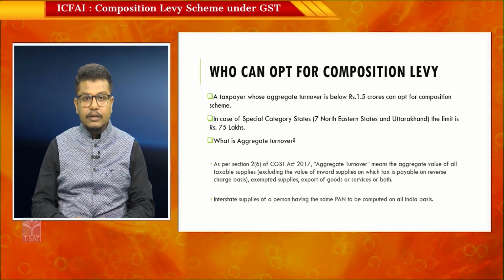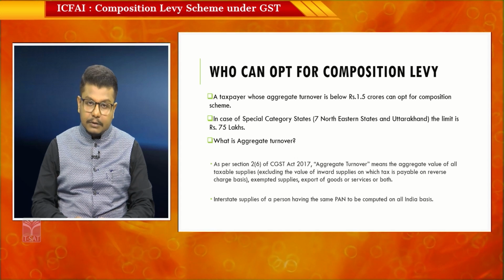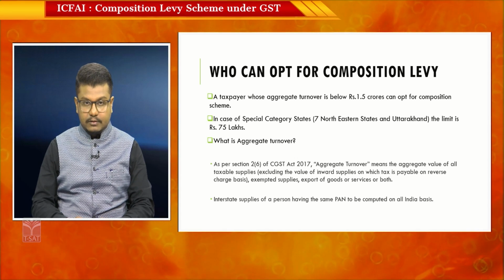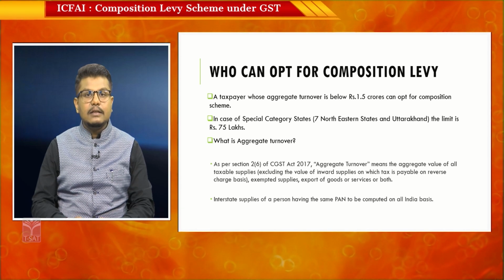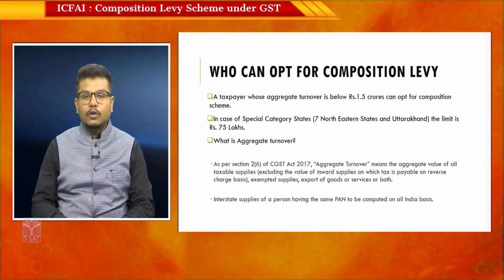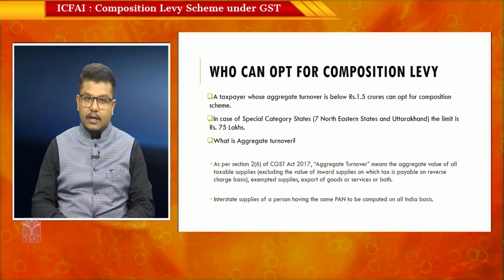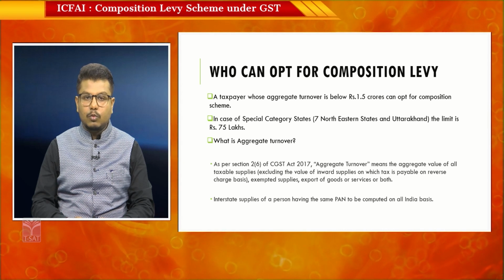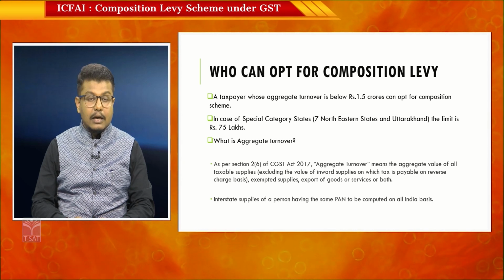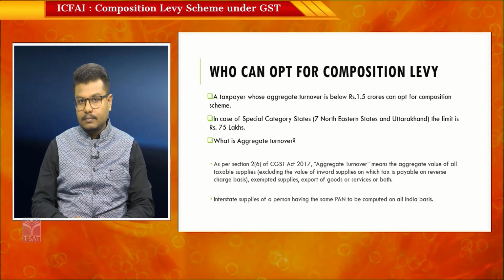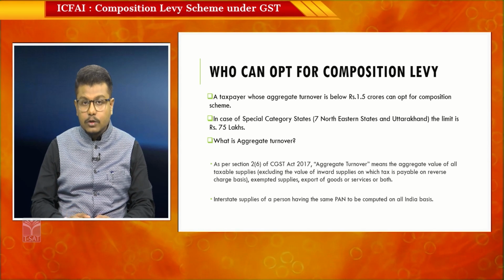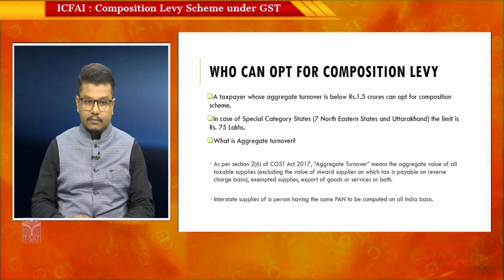If the aggregate turnover of the person concerned, the taxable person, is below such limit, in that case, the person can opt for composition levy scheme under section 10 of the CGST Act 2017. Now the question comes, what is this concept of aggregate turnover? What does it include and what it doesn't?